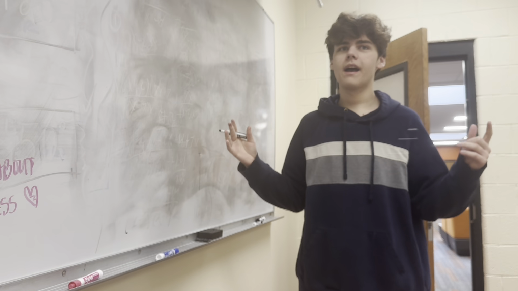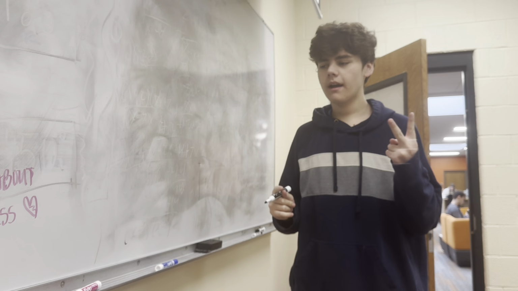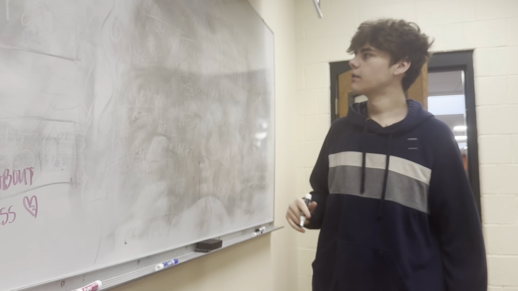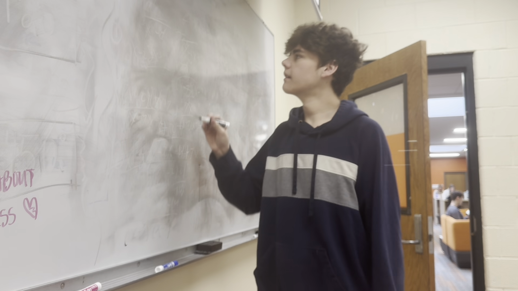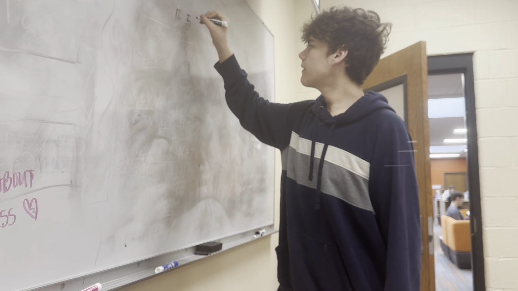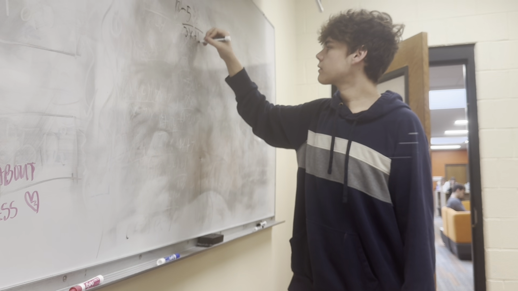Hello, we're back, and now we're going to be identifying x-intercepts, y-intercepts, holes, horizontal asymptotes, and vertical asymptotes. So this is level 1. 5x over 3x plus 1.